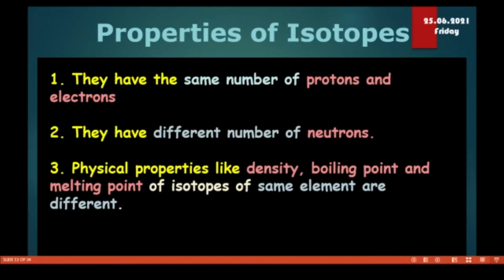If you take any element and look at physical properties like density, boiling point, and melting point, isotopes of the same element have different density, boiling point and melting point.